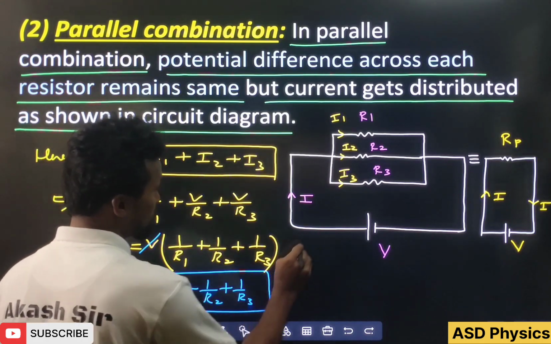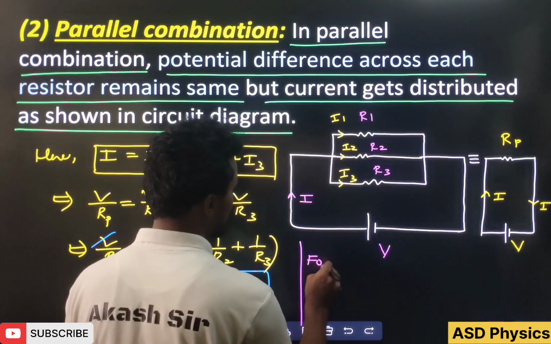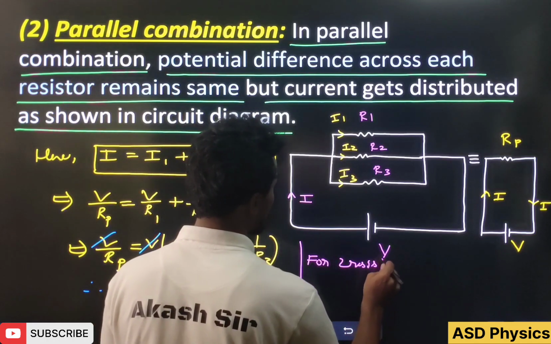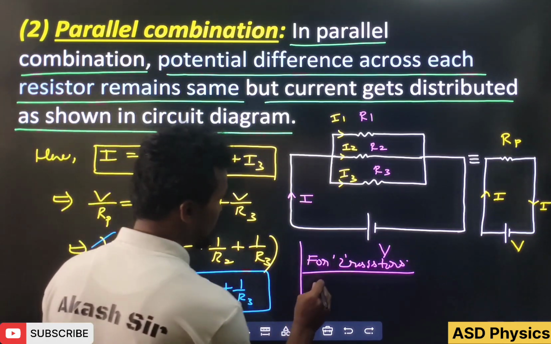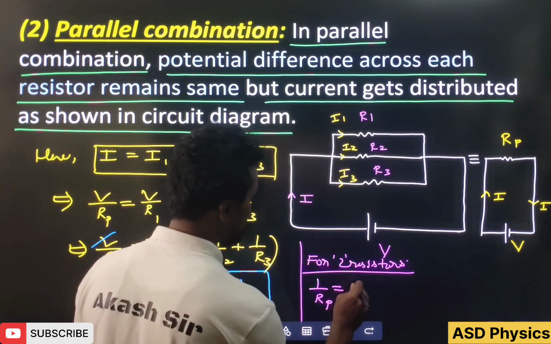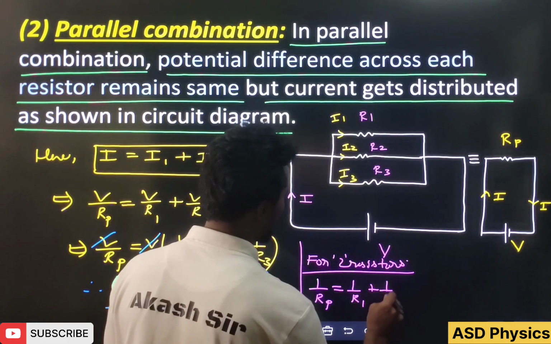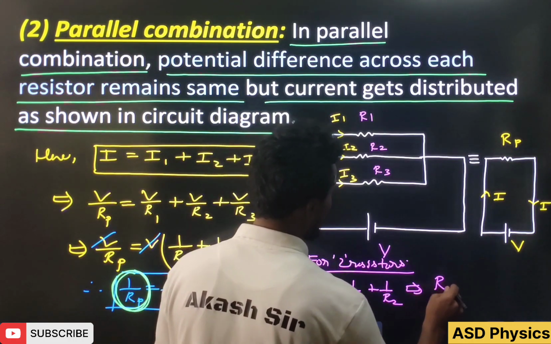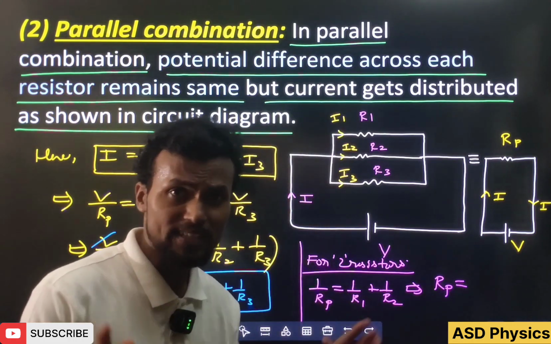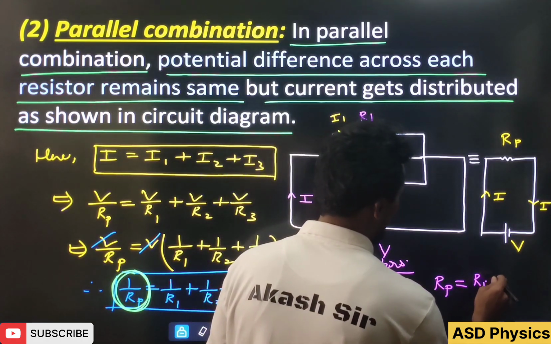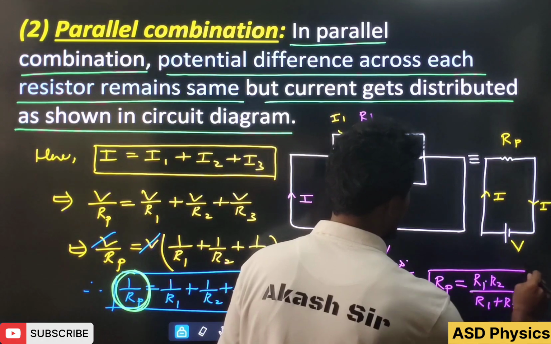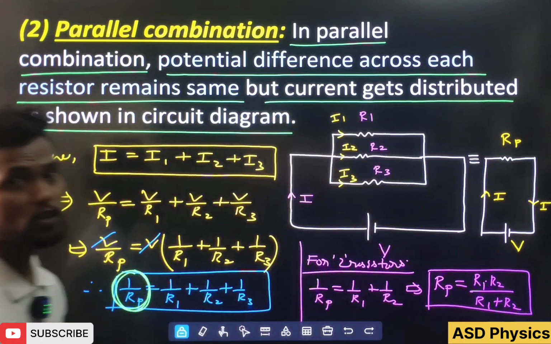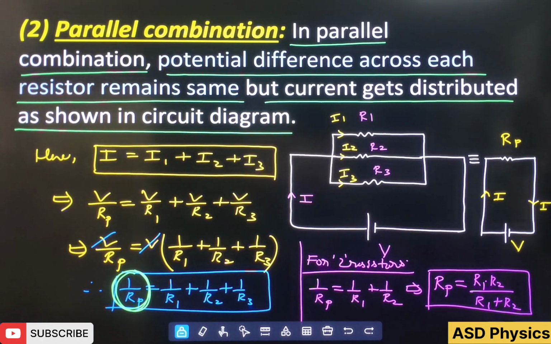Similarly, if we write for 2 resistors, that is also very handy. For 2 resistors, 1 by Rp is equal to 1 by R1 plus 1 by R2. That means I can write Rp equal to, after taking LCM and all that, R1 R2 by R1 plus R2. Okay, can you see very well? Rp equal to R1 R2 by R1 plus R2. I hope so, students, this is very clear to you.